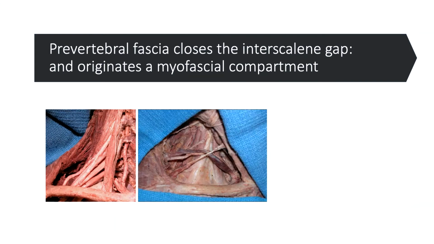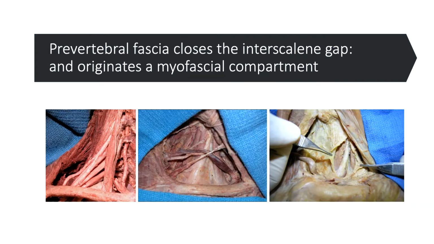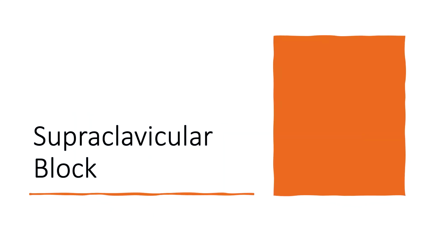So now we have the true formation of a myofascial compartment. Two muscles that insert on the first rib will become the floor of that compartment, and the lid, so to speak, will be the prevertebral fascia. So now everything that matters will be located inside, and we're going to go back to that concept in a few minutes.